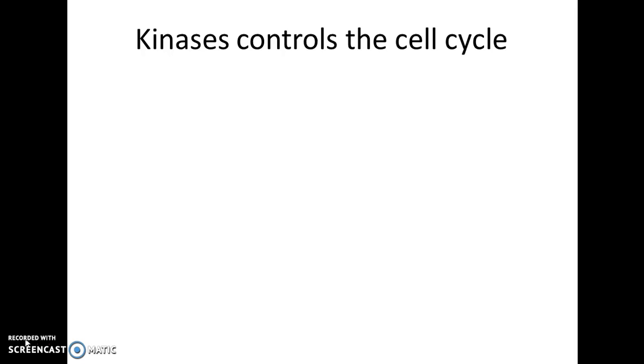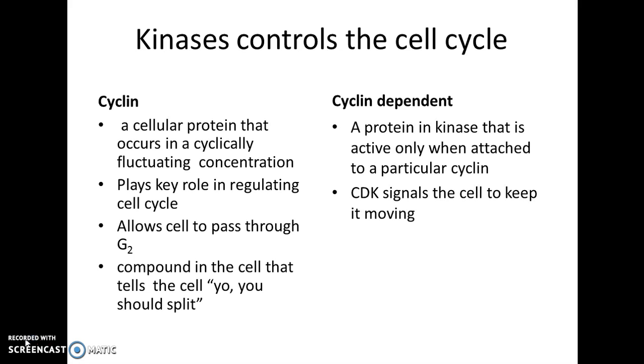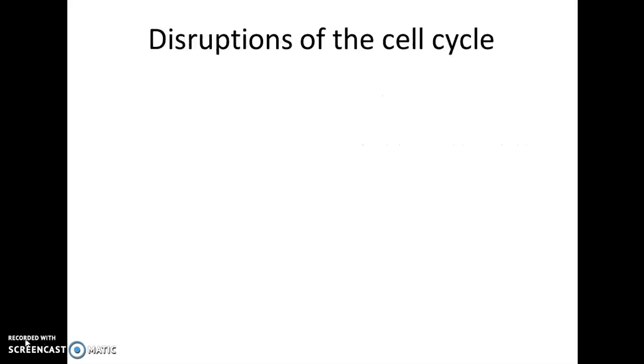So kinases control the cell cycle. So first we have our cyclin and then cyclin-dependent kinases. So a cyclin is just a cellular protein, and it plays a key role in regulating the cell cycle. It allows the cell to pass through the G2 checkpoint, and it's just a compound in the cell that tells the cell, you should split. So the cyclin-dependent kinase is a protein that is only activated when it's attached to a particular cyclin. CDK signals the cell to just keep it moving.